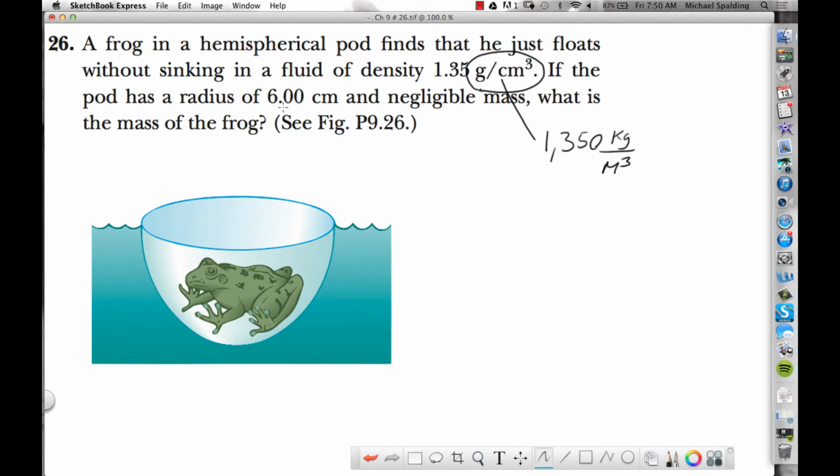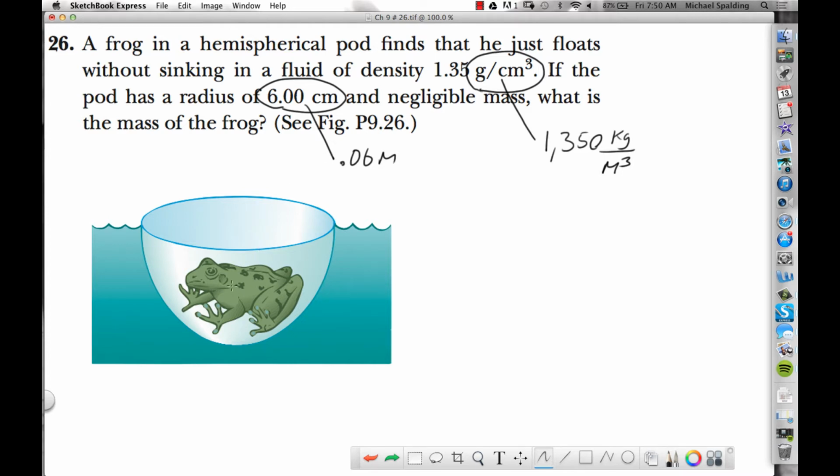The radius of the pod is 6 centimeters, 0.06 meters. So this is a quick problem. So we look at this frog here. Let's call him a toad. He's a toad. You'll see in a minute why I'm changing. He's not a frog, he's a toad. So we don't conflict, because we've got two F's here: fluid and frog. So we'll have fluid and toad, so we can keep track of our variables.